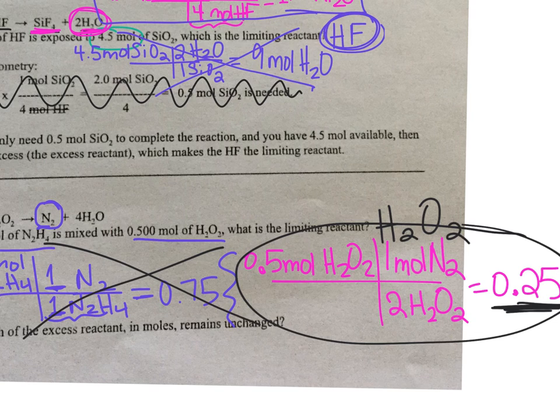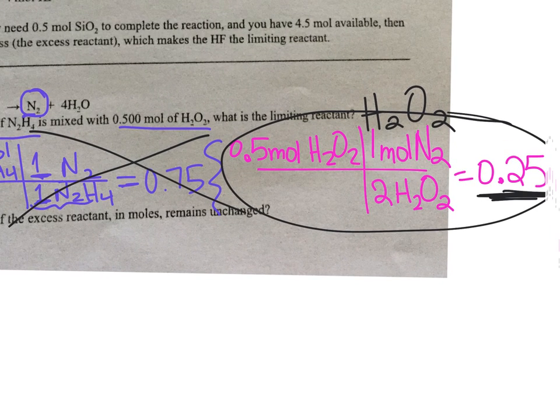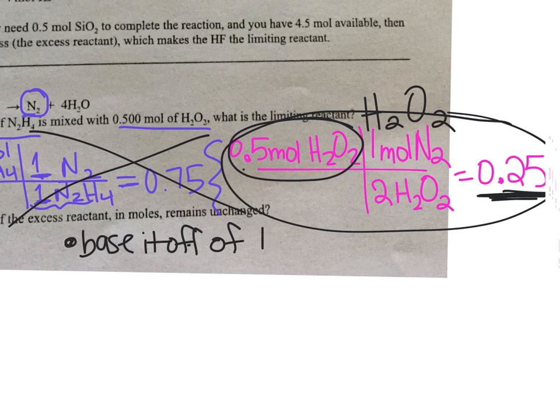It says how much in excess. So how much didn't react? So that's the other type of question or the addition to this. So let's think about this for a second. If this is my limiting reactant, that means that's the only number we care about. So when you have this kind of question, you base it off of your limiting reactant.